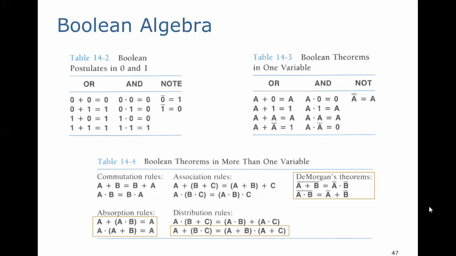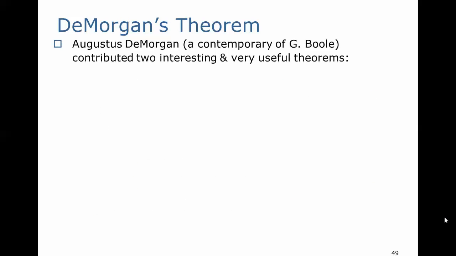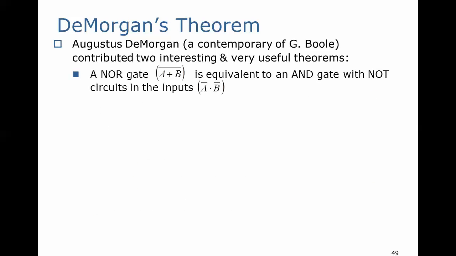There's a really clever technique called bubble pushing, which makes DeMorgan's theorem really easy to implement on a digital schematic of combinational logic gates. Okay, I think this is a repeat of DeMorgan's theorem here.